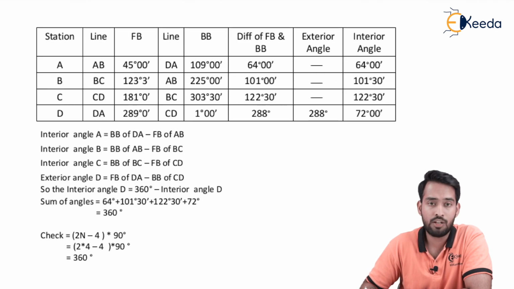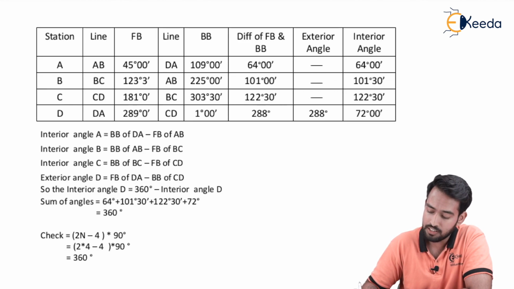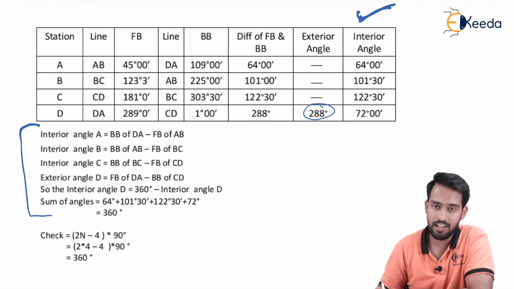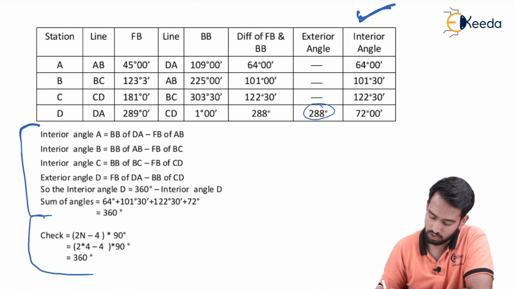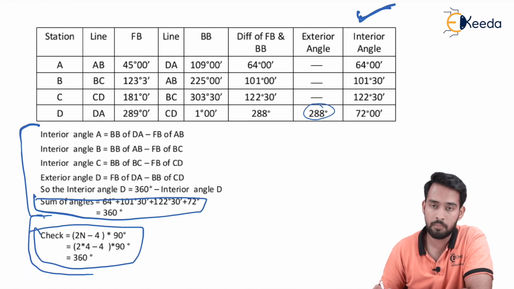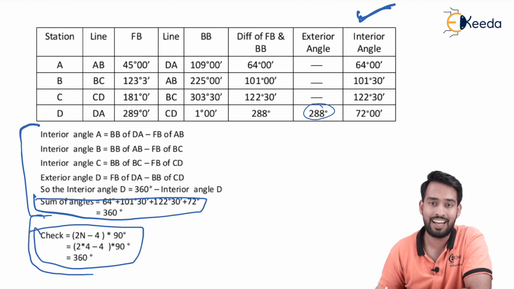Then we have to calculate the exterior angle sometimes. The main aim is to find out the interior angles. So the interior angles are found out and you have to apply the normal check. And the check says that the summation of all the angles should be equal to 2n minus 4 into 90 degrees.